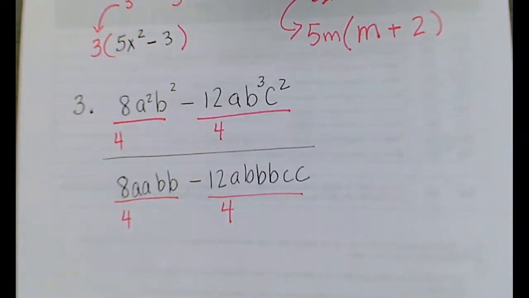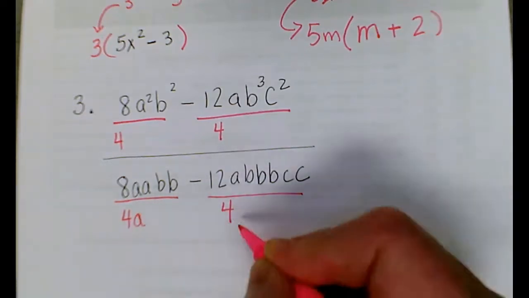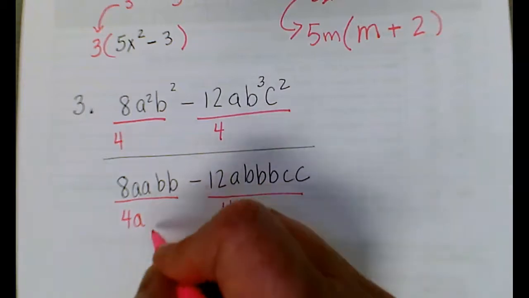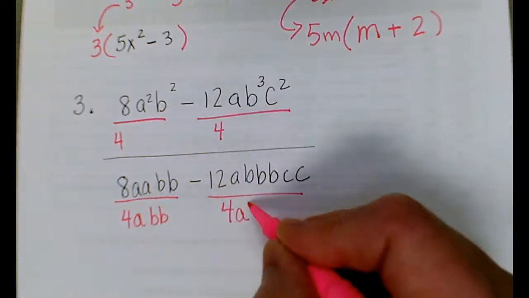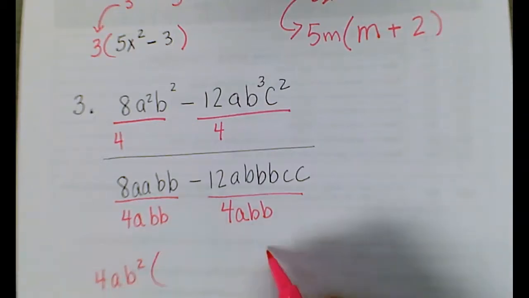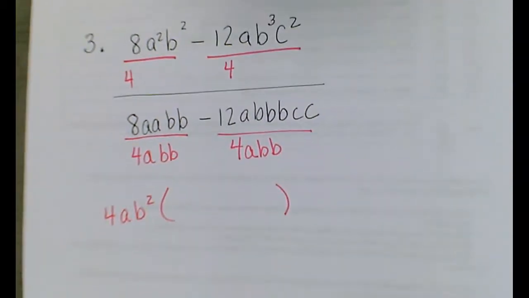Do you see that both of my terms have an a? So a is part of my GCF. Do you see that both of the terms have a b? Matter of fact, both of the terms have at least two b's, if not more. Do they both have a c? No. So 4ab squared is going to be my GCF.